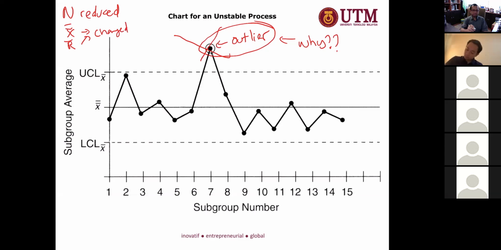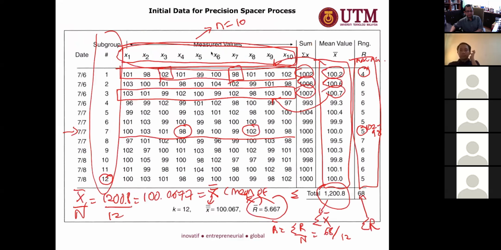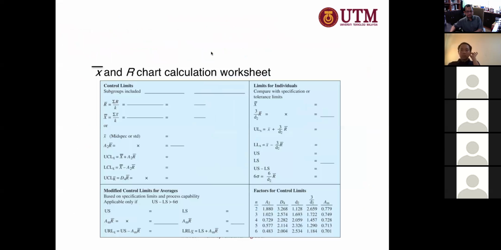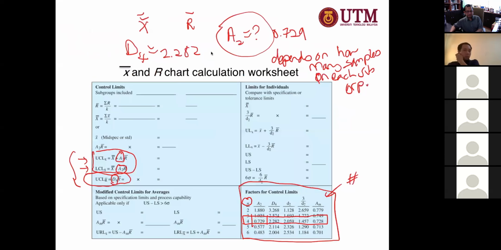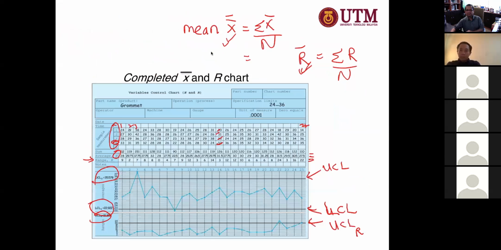Prof, when X double bar and R bar change, of course your upper limit and lower limit also change. Yes, what is your question? When we delete it, it means that the connection of the data from 6 will jump to 8. Now, you have to calculate again. You have to redo this again.